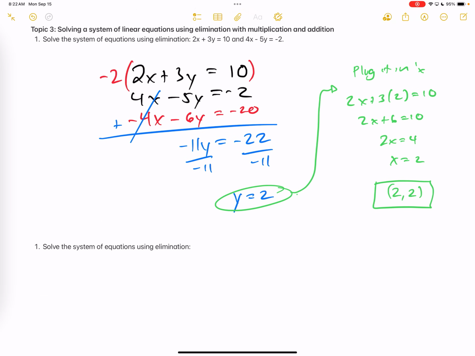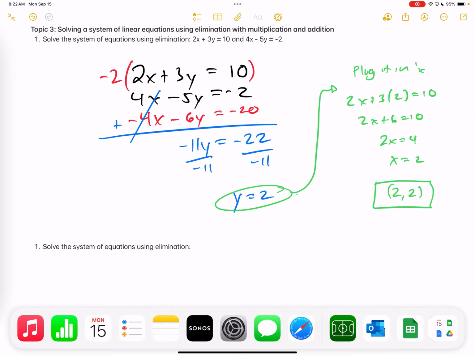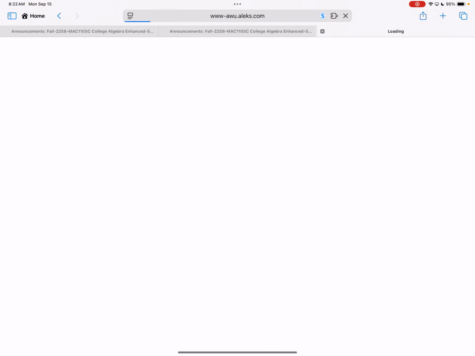So on this one, we want to manipulate the equation so that when we add them up, they get eliminated. And then once you get one answer, you plug it in.